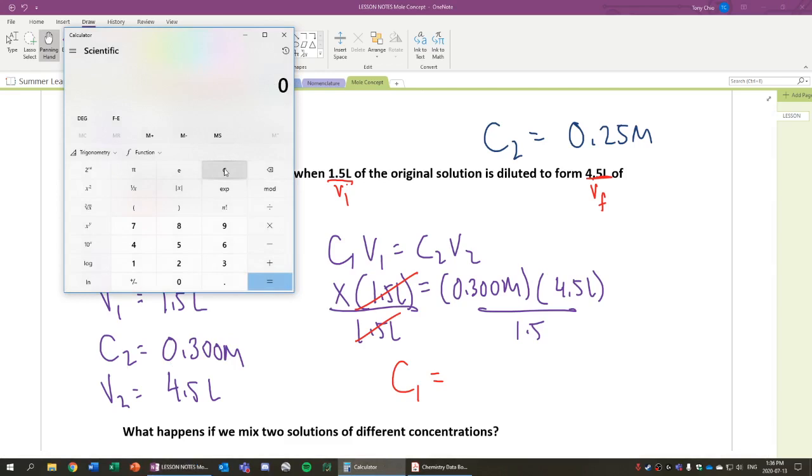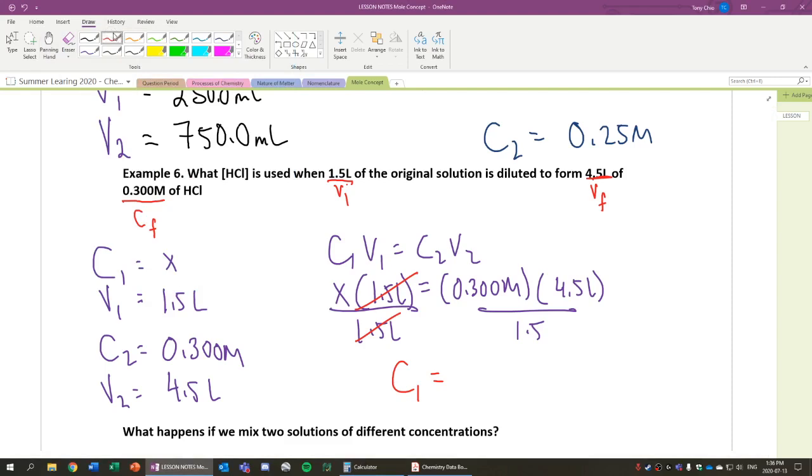Do we get 0.9 here? Let's see. 0.3 times 4.5 divided by 1.5 gives us 0.900 molarity. Or in this case, it should be 2 sig figs, so 0.90 molarity is our answer.